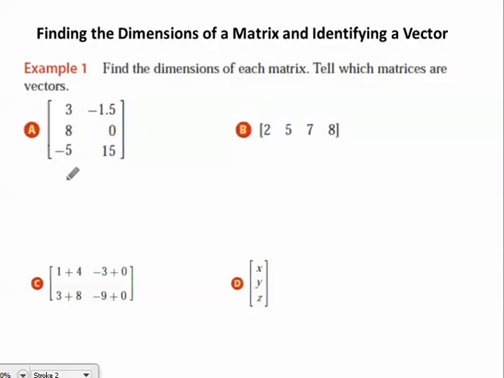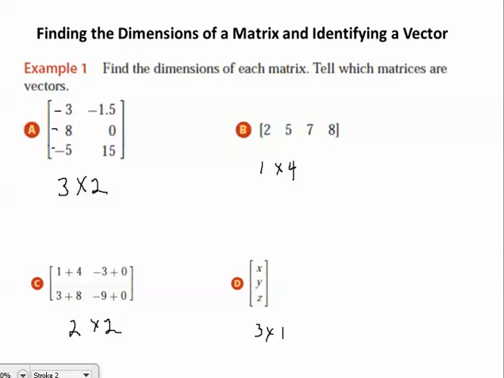Okay, looking at this, what is the dimension of this matrix here? Well, I count 3 rows: 1 row, 2 rows, 3 rows. I count 2 columns, so it's a 3 by 2 matrix. How about this one? I count 1 row. I count 4 columns, so it's a 1 by 4 matrix. This one, I count 2 rows and 2 columns. And this one, I count 3 rows and 1 column. So it's a 3 by 1.